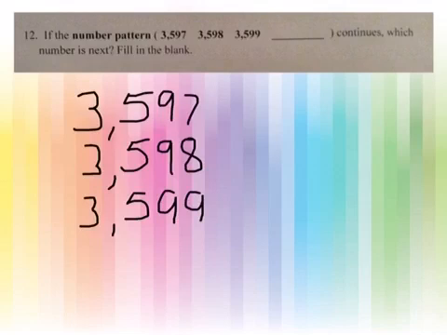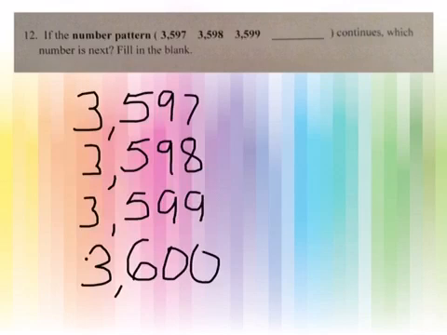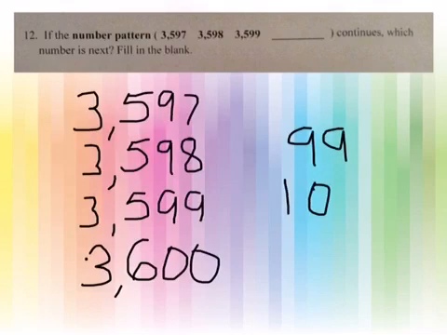Well, if I do 1 more, then I should be able to see that 3,600 is next, because I know that when I go on the hundreds grid, I go from 99, my next number is 100, so my next 100 beyond 500 should be 600.